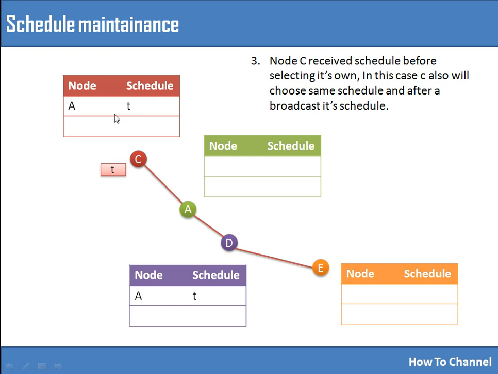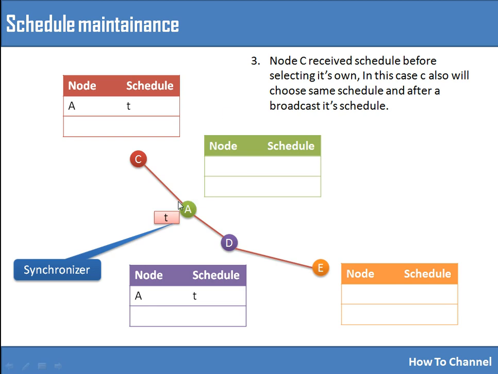So here we are considering this scenario which we have already discussed, that node C received a schedule before selecting its own. So node C received a schedule from node A. In this case C will also choose the same schedule, and after A broadcasts its schedule, C will also follow the same schedule, that I am also going to sleep after time T, and C will broadcast its schedule to its neighbor. So how is this schedule information broadcast? SYNC packet is used for that purpose.